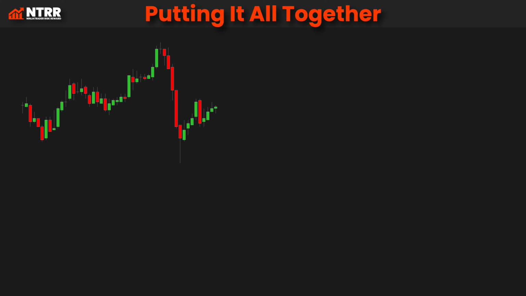Let's put it all together. Here's how these rules work in harmony. Imagine a bearish order block forms during a sharp sell-off, breaking a key support level with a change of character.